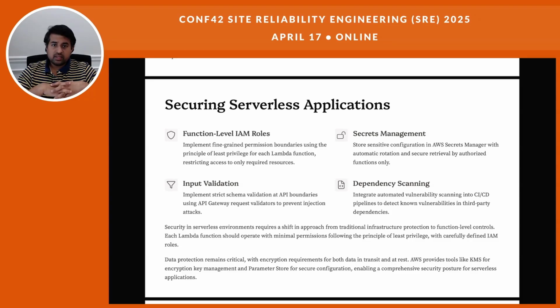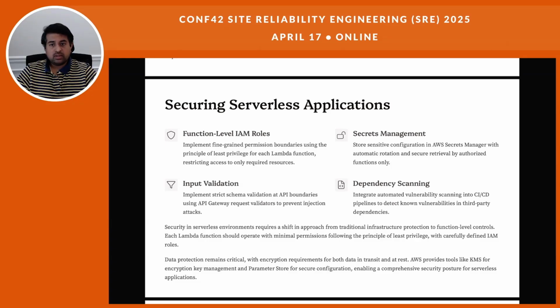Each Lambda function should operate with minimal permissions, following the principle of least privilege, with carefully defined IAM roles. Studies indicate that organizations implementing fine-grained IAM roles reduce the risk of lateral movement after a security breach by up to 40 to 50%.